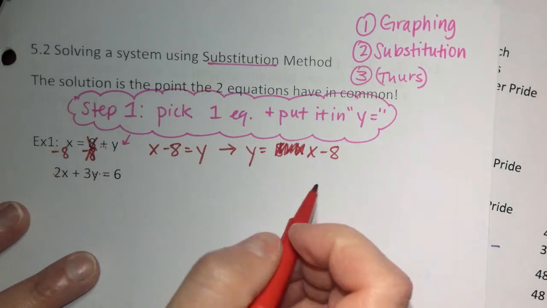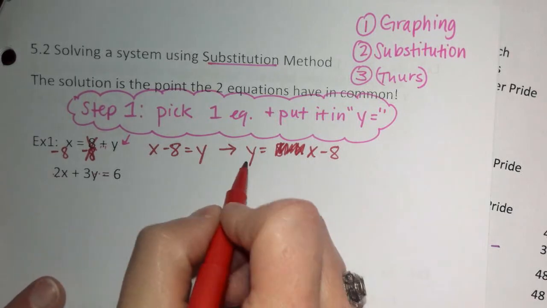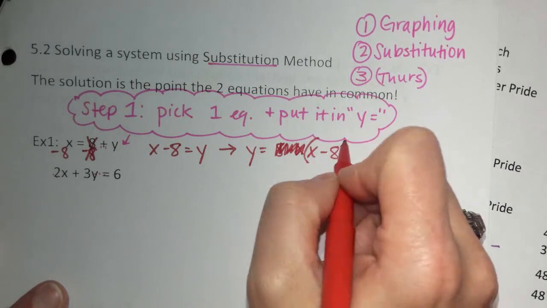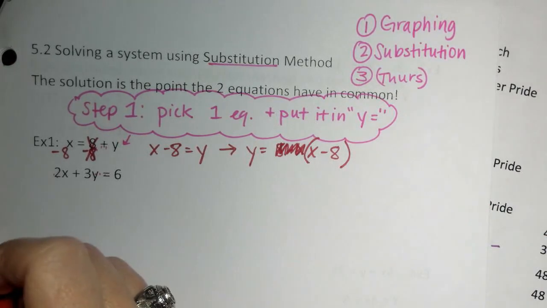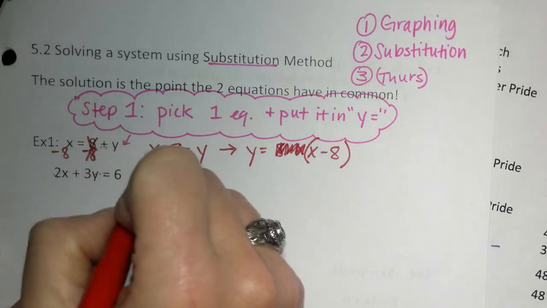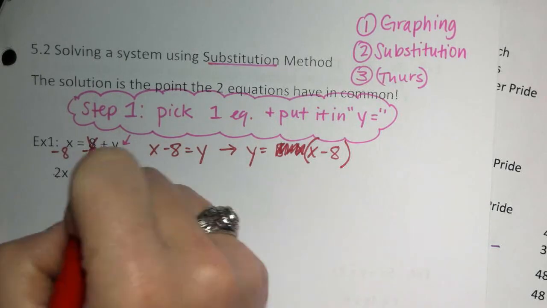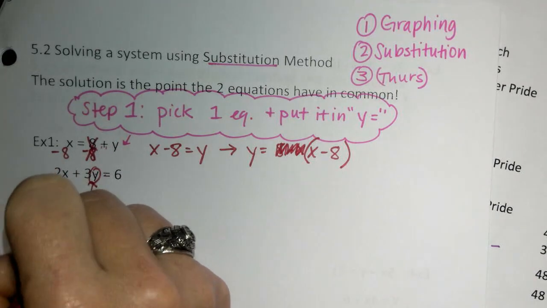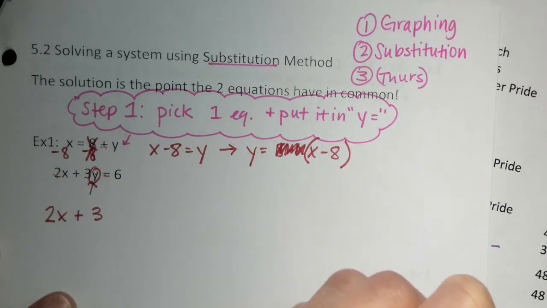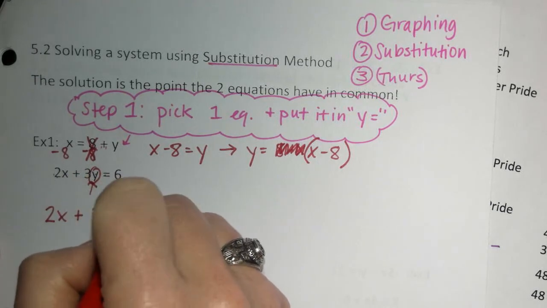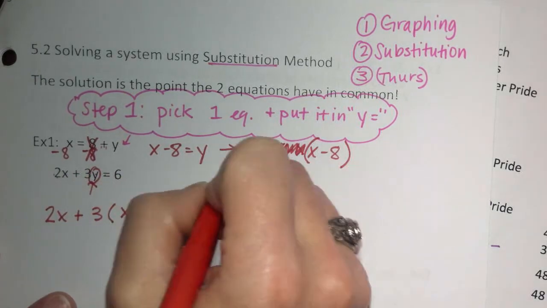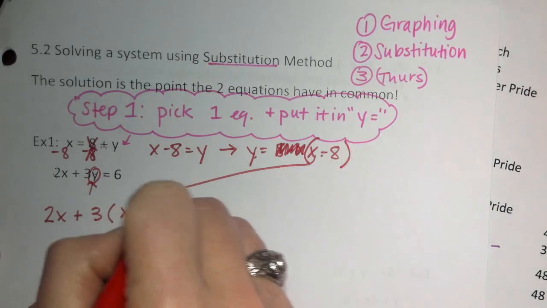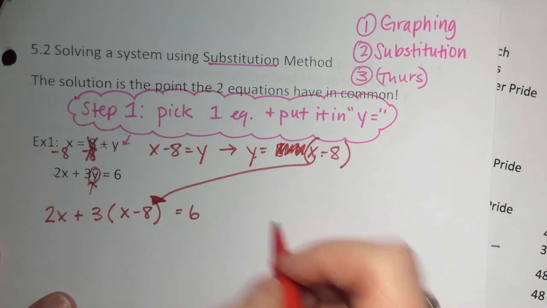x minus 8. Okay, so here's the substitution part. Once you figure out what y equals, you put that in parentheses, x minus 8. And then you're going to put it here where you see y. So you rewrite it like this, 2x plus 3, and then you're going to put that x minus 8 that we just solved for y in place of y, and then equals 6. See here? It just transfers down here.